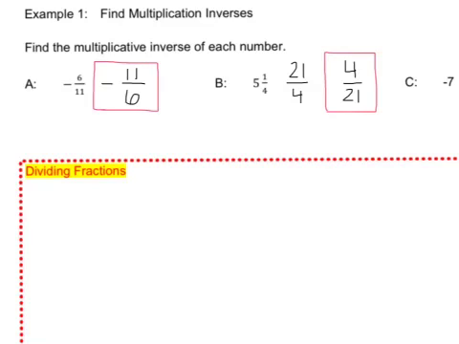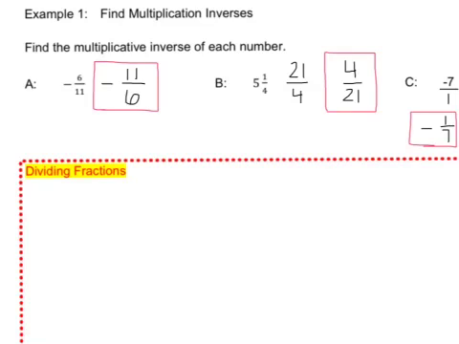Okay, C is the same idea. So we have a -7. Well, let's turn that into a fraction. That's really just -7/1. Since we have the negative, our answer will have a negative. And then all we have to do is flip the fraction. So we get 1/7. And that is your answer. You just have to remember that the multiplicative inverse, or the reciprocal, is just the fraction flipped over.